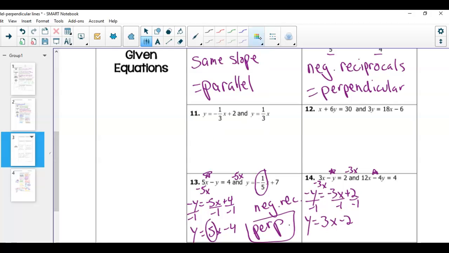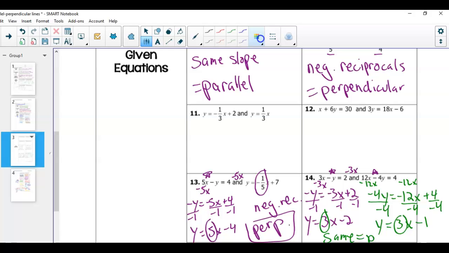Then for this other equation, I need to get rid of 12x. So I have negative 4y equals, I'm going to put my x term first, negative 12x plus 4, and then divide everything by negative 4. So I'm left with y equals positive 3x minus 1. And now I can look at these two and say that I have the same slope, so these are going to be parallel.